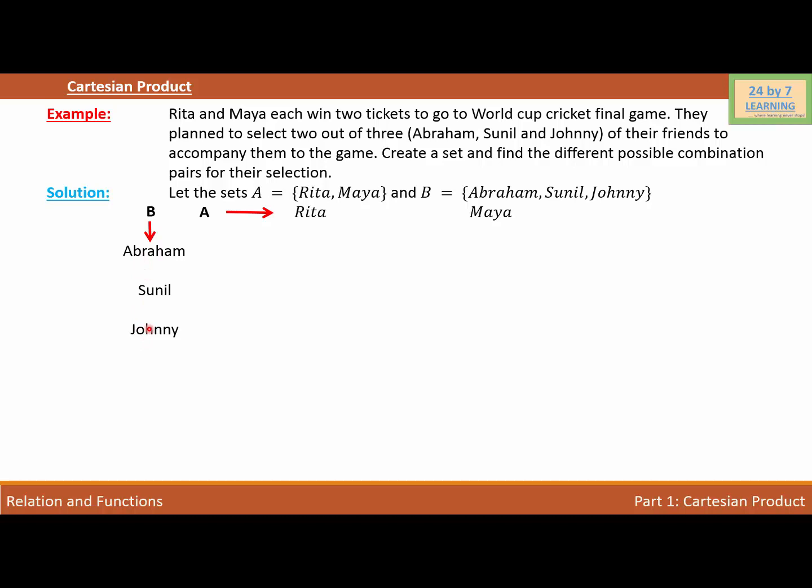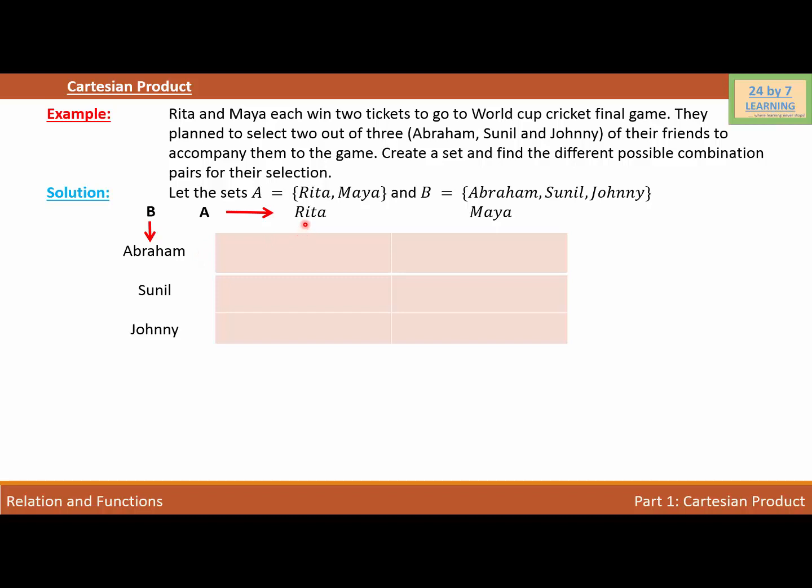Now, in order to write the different possible combination pairs, I'm going to create a table and the table will look like this, where you can see Rita has the possibility to select any of these 3 people. In the same way, Maya can also select any of these 3 people. But we need to remember that if Rita chooses somebody to go with her for the game, then that person is not available for Maya.